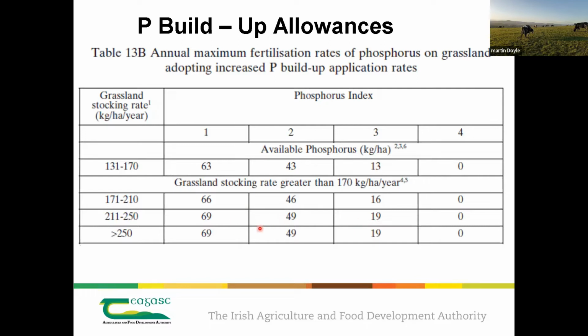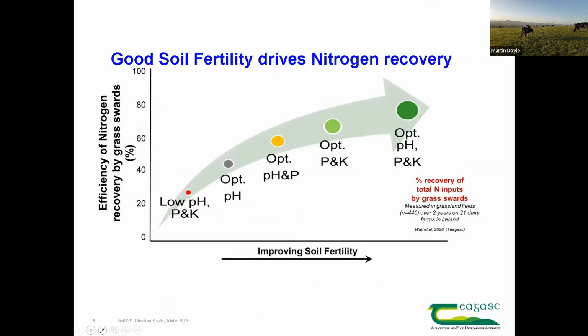So if you have fields at index 1 and index 2 for phosphorus, we can't afford to take a holiday, a phosphorus holiday. We still have to put out at least maintenance. So if that's 15 units per acre, and a bag of 18-6-12 has 6 units, 2 bags of 18-6-12 would be 12 units, or 3 bags would be 18 units. So we're looking at someplace between 2 and 3 bags per acre just for maintenance on these derogation type farms. So we can't afford to take that holiday on the low indices.